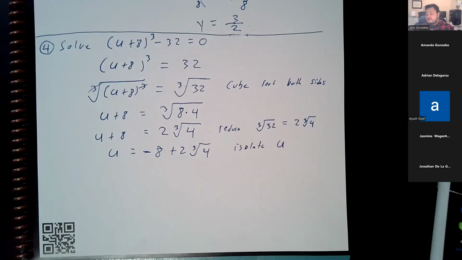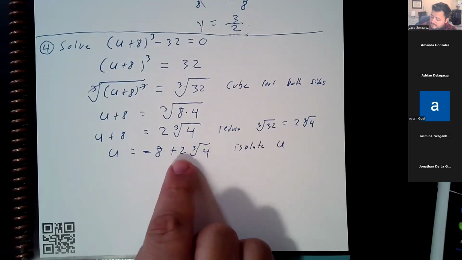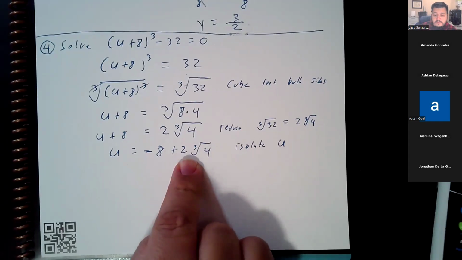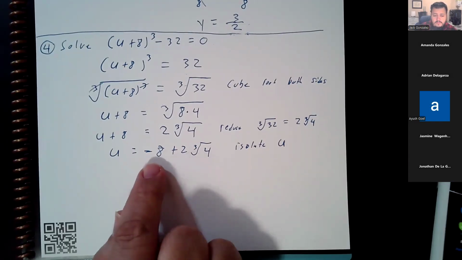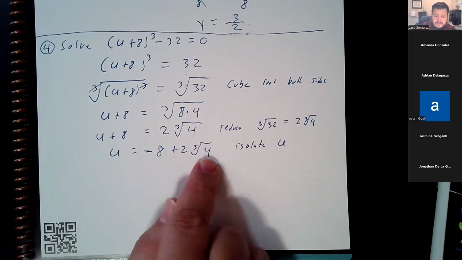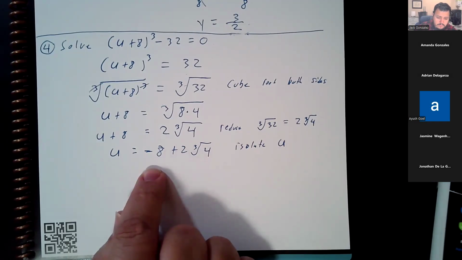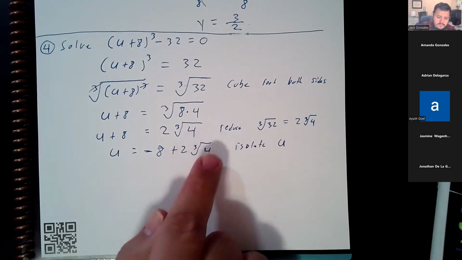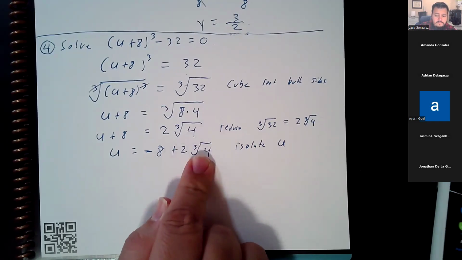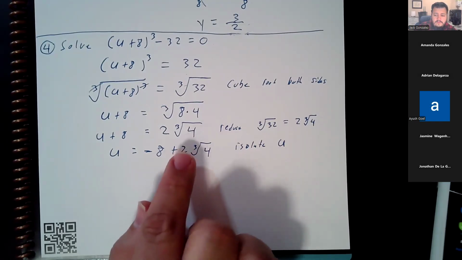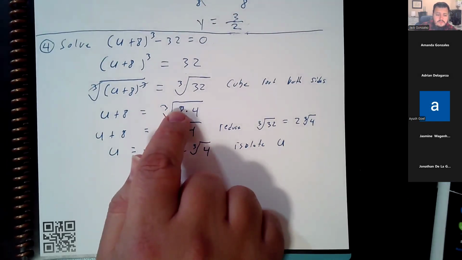Be careful, Jonathan. This is 2 times cube root 4. All right, order of operations. You got to multiply first and then subtract, right? Or then add. So unless you were to first deal with this, you cannot combine the negative 8 with this. The 2 came from cube rooting the 8.